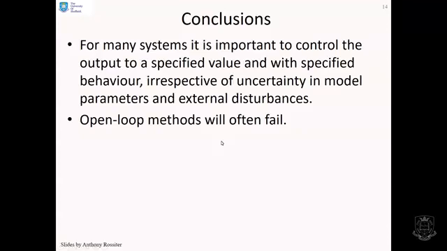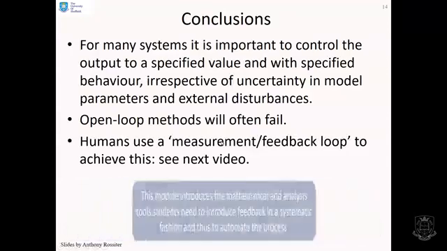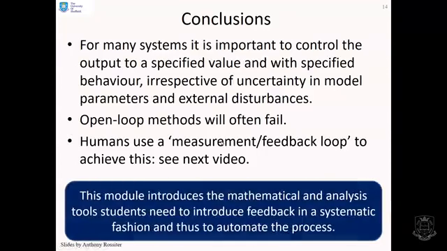Conclusions. For many systems, it's important to control the output to a specified value and with specified behaviour, irrespective of uncertainty in the model parameters and external disturbances, and open-loop methods will often fail. Now, humans use a concept called measurement feedback loop to achieve this, and we'll cover that in the next video. And this module then will introduce the mathematical and analysis tools that students need to introduce feedback in a systematic fashion and thus to automate the process.